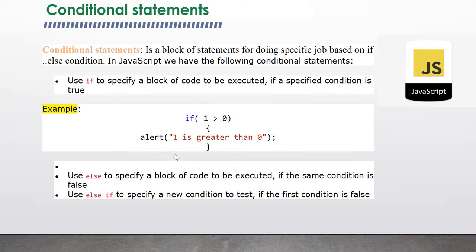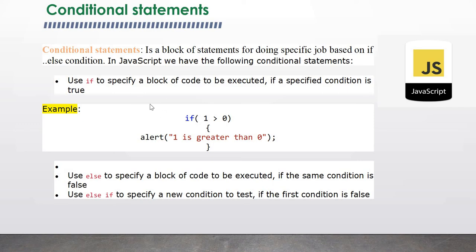So the conditional statement is all about if-else. It is a block of statements for doing a specific job based on an if-else condition. In JavaScript, we have the following conditional statements: use if to specify a block of code to be executed if a specified condition is true. So it means if a certain condition is met, or the condition is true, it will execute some specific block of code.